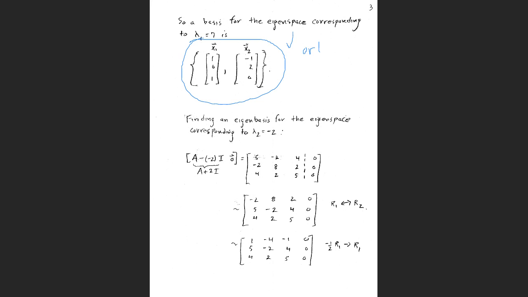It is not. That's right, Eleanor. Can we make it an orthogonal basis? Can we take the eigenspace corresponding to lambda 1 equals 7 and construct an orthogonal basis? We don't have an orthogonal basis now, but can we get one? Can we get an orthogonal basis for the eigenspace corresponding to lambda 1 equals 7?